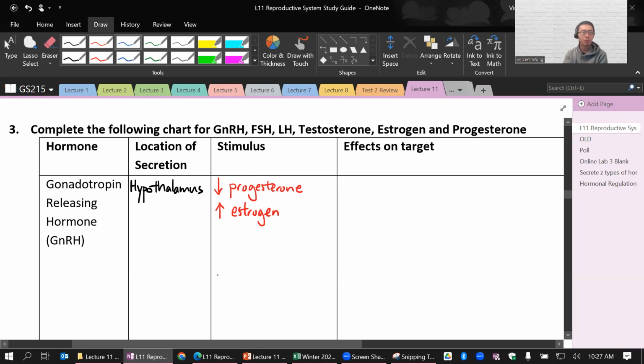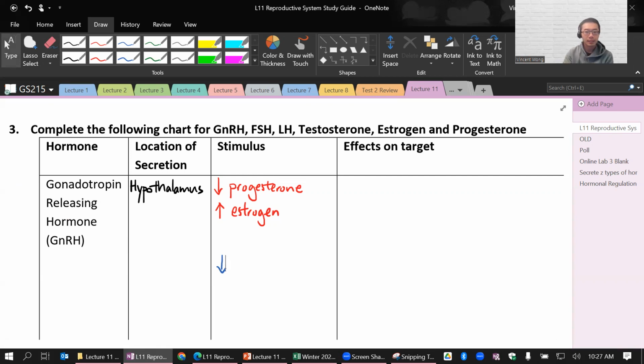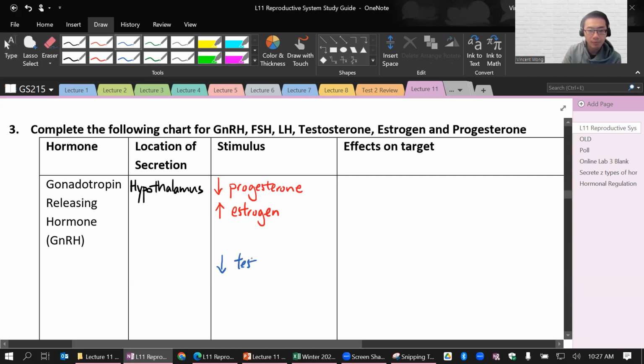For men, what would be a stimulus for GnRH? What hormone do we have? Lowering which hormone will increase GnRH? Testosterone. That's right, testosterone.